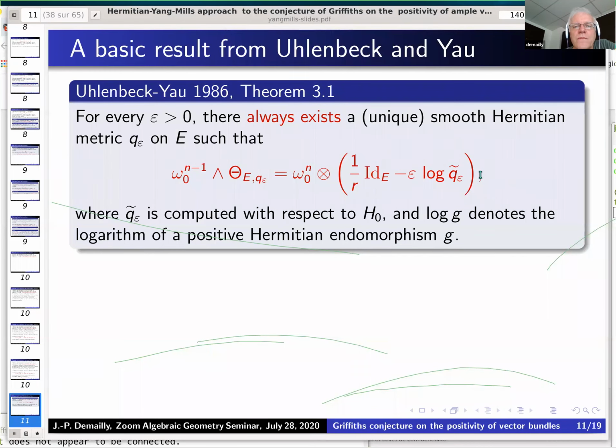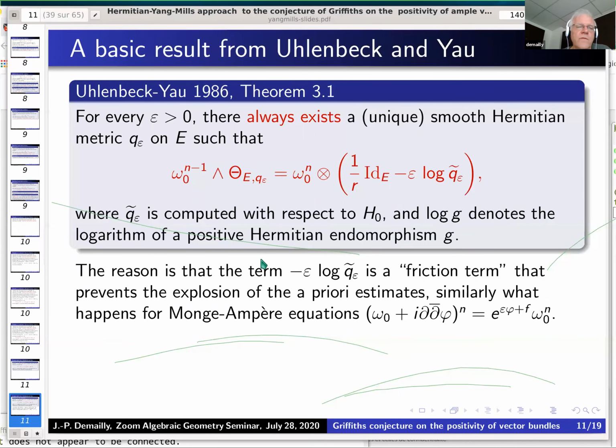It's some sort of approximation that is used in the proof of Uhlenbeck and Yau. It turns out that when epsilon goes to 0, these metrics that you get as a solution explode and precisely converge to the Harder-Narasimhan filtration. So it's some sort of metric way of producing the Harder-Narasimhan filtration. But the advantage is that for every epsilon positive, now you have a solution.